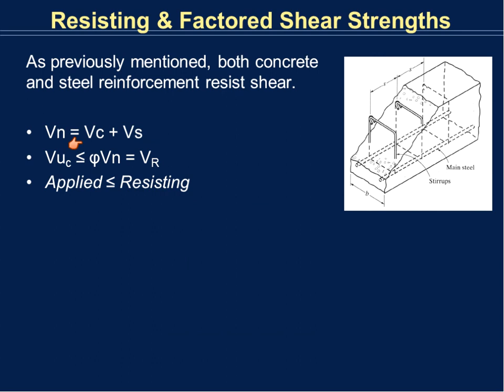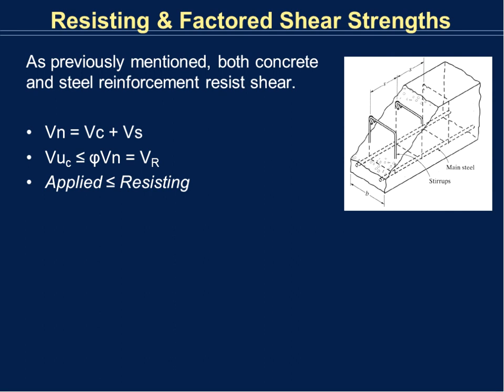So as we mentioned, the resisting strength of the beam is a combination of the resisting shear strength of the concrete and the resisting shear strength of the steel, which is the stirrup. Now remember, our goal is that wherever we're applying, so in this case our maximum or critical shear that we're applying has to be less than or equal to our resisting. Now in this case, our resisting is the combination of the steel and the concrete's resisting strength in shear times our phi factor of 0.75. Now what is this critical shear force that we're applying?